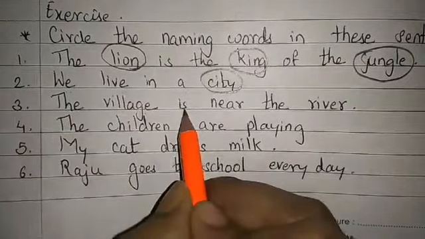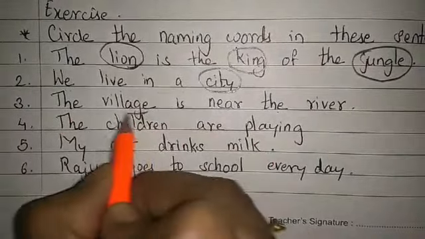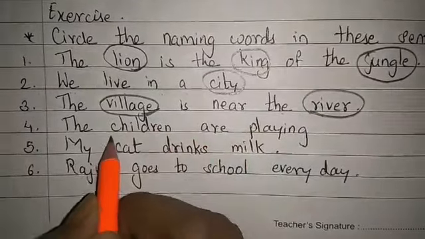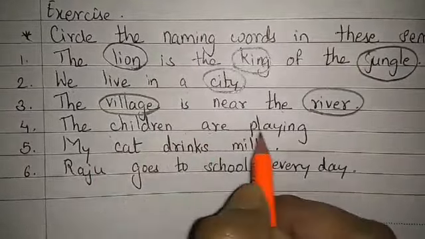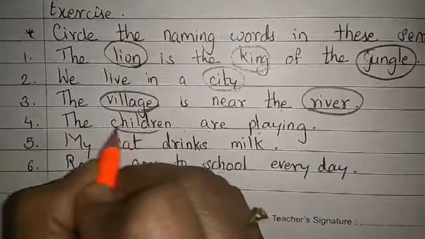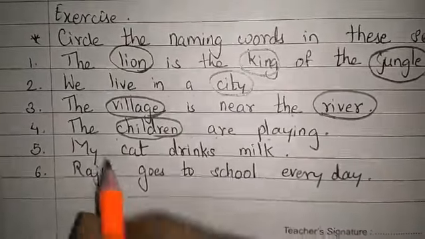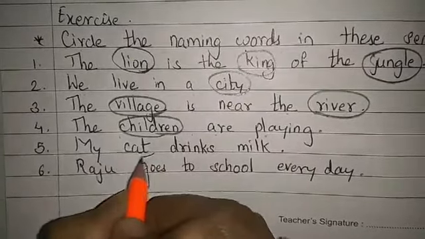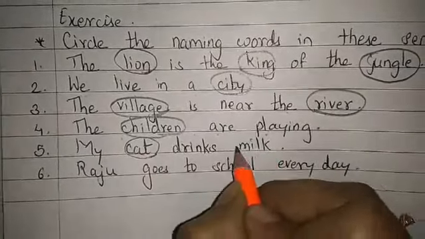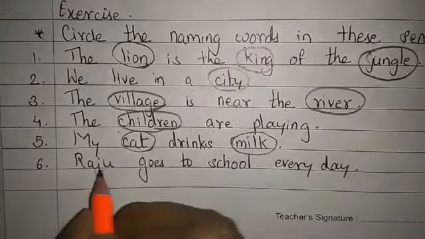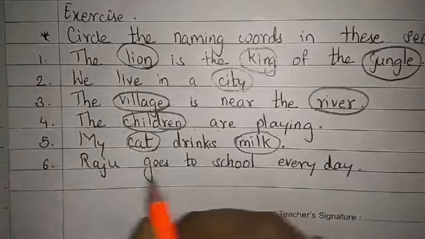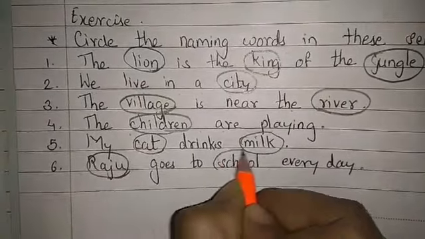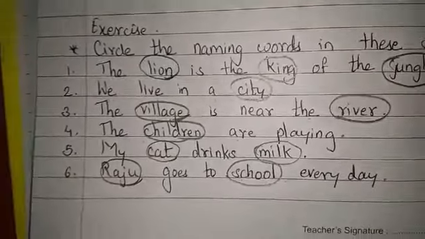The village is near the river. So village is a place, river is a thing. Moving to our next sentence, the children are playing. So here circle the word children. Next sentence is my cat drinks milk. Cat is the naming word for animals and milk. Lastly, Raju goes to school every day. Here Raju, name of a boy, and school, name of a place.